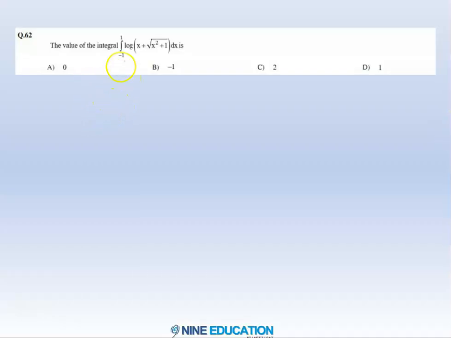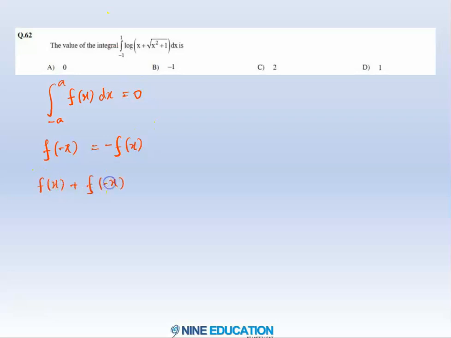Question number 62, the value of the integral minus 1 to 1 log x plus root over x square plus 1 dx is. So this question is also a very simple property based question. If you are having an odd function f(x), then integration from minus a to a for that function is basically 0. So for odd function, we know that property is f of minus x is equal to minus of f(x), or we can also say that f of x plus f of minus x will be equal to 0. So let us apply and check here.